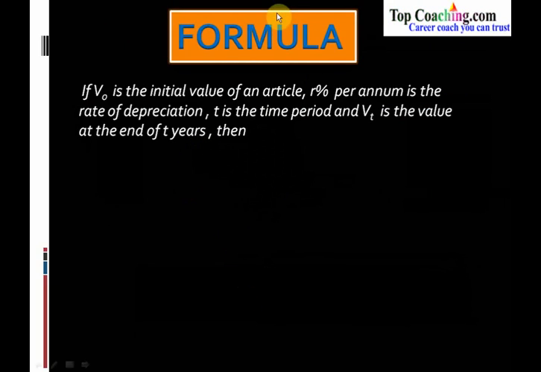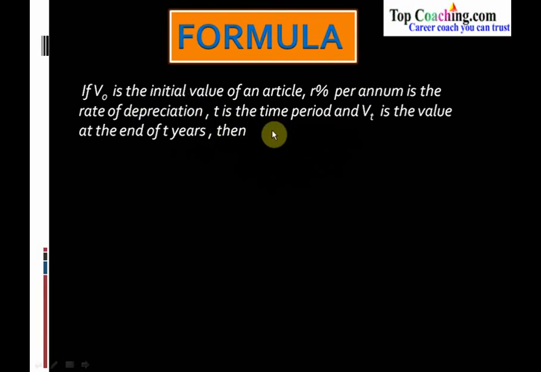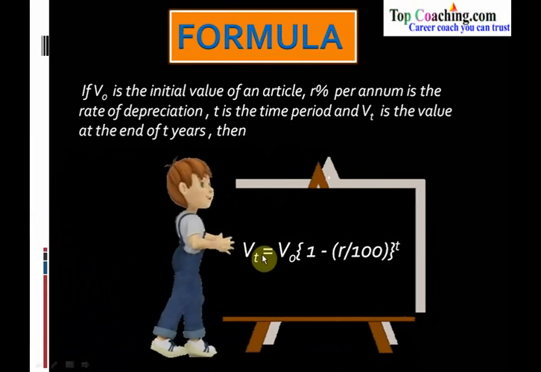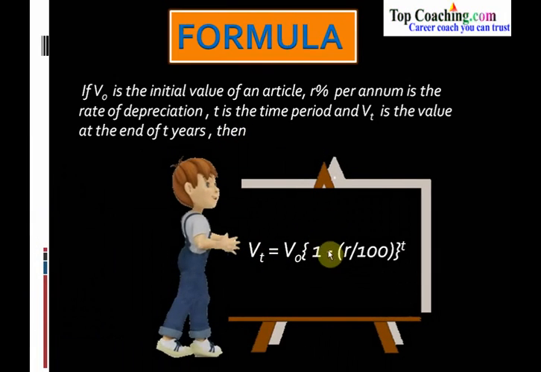Now, there's a formula to calculate the depreciation. If we say that V0 is the initial value of an article, R% per annum is the rate of depreciation, we always define a rate of depreciation, and it is almost equivalent to the rate of interest. T is the time period, and VT is the value at the end of T years. Then the formula is VT is equal to V0 into (1 minus R by 100) to the power of T.